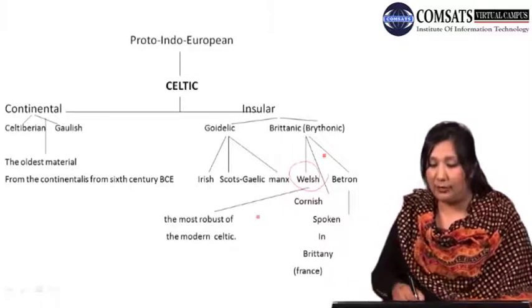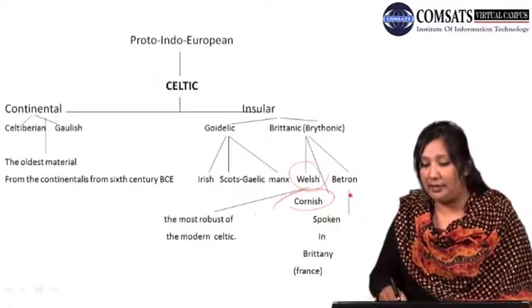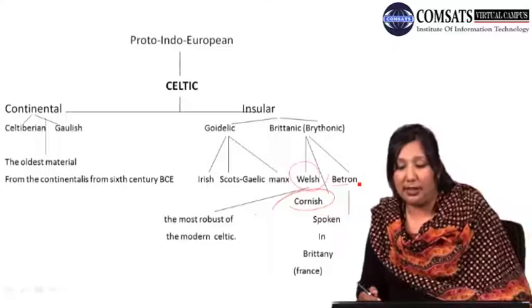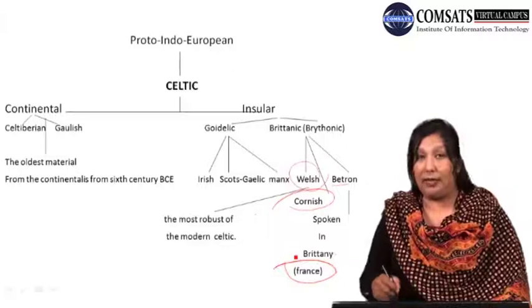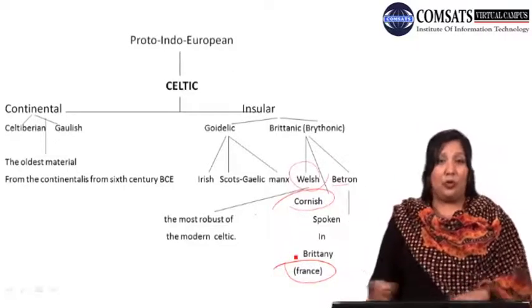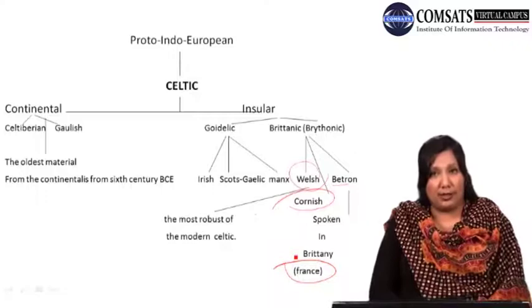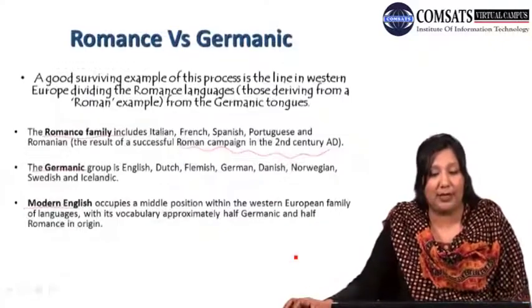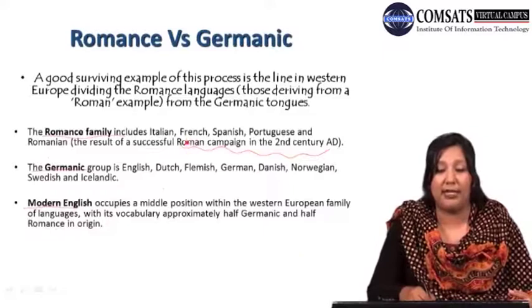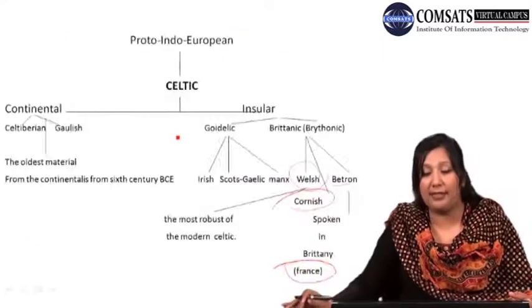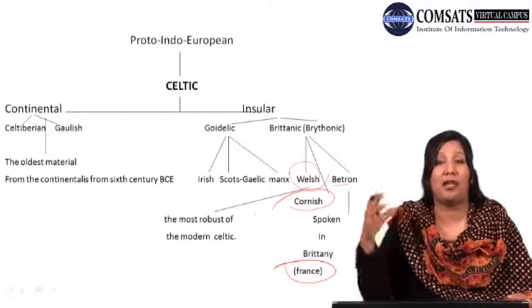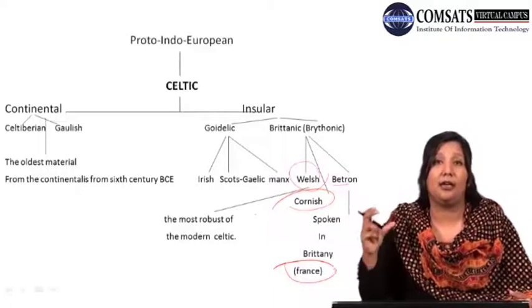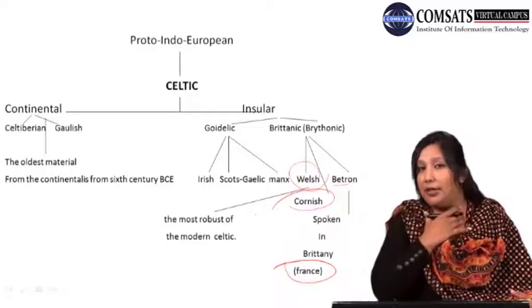The second branch is that of Cornish and Breton. Breton was spoken in Brittany in France. Within our previous Romance family of languages, we have French as a separate language, whereas this Breton, that is again spoken in France, is originating from some other source, from the Celtic branch of the languages.